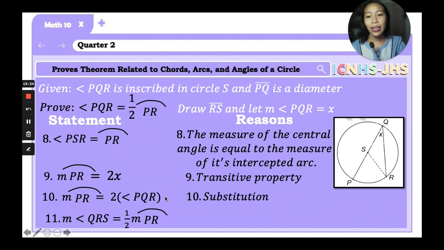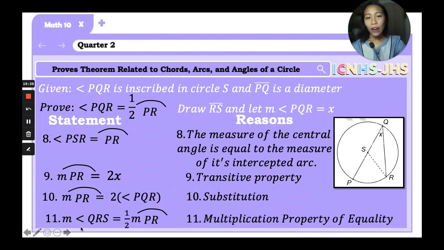That is by substitution. And finally, we have the measure of our QRS to be half the measure of our arc PR. What we did was the multiplication property of equality. So we multiplied 1/2 on both sides, right, to obtain the measure of our QRS.